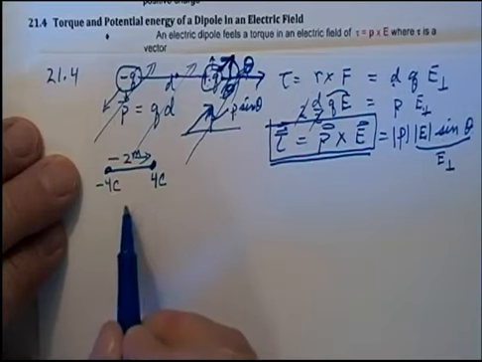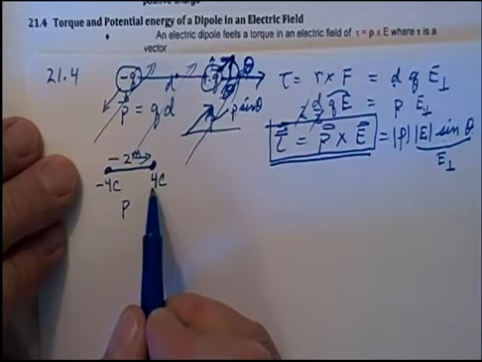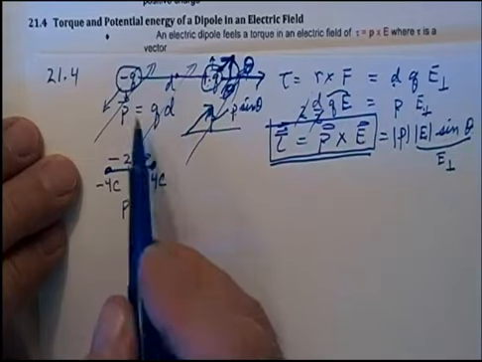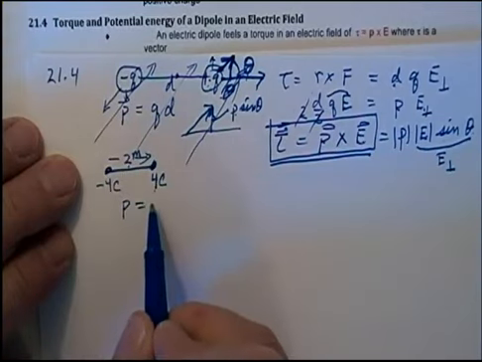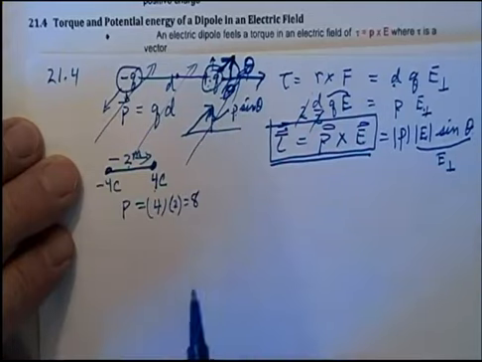What is P? P is going to be the dipole moment. The dipole moment is going to be 4, the positive charge, times 2 meters, right here. So P is going to be equal to 4 times 2, which is 8.